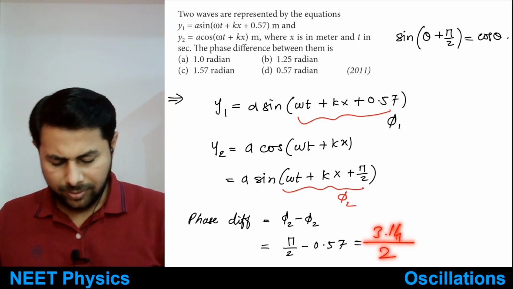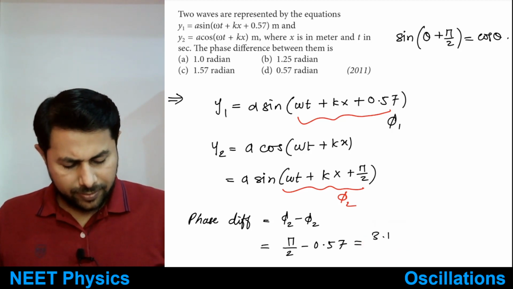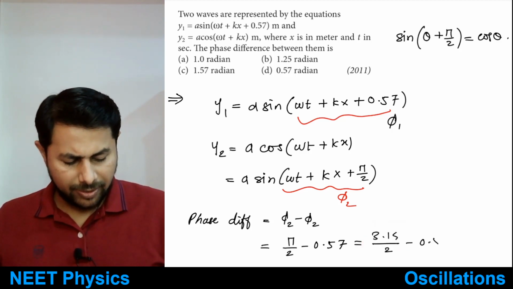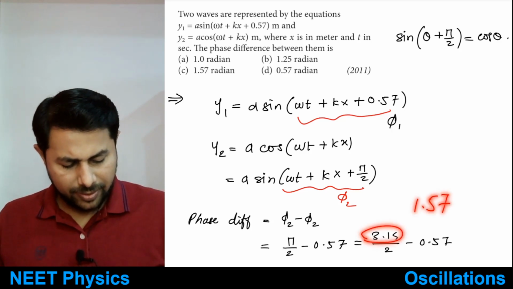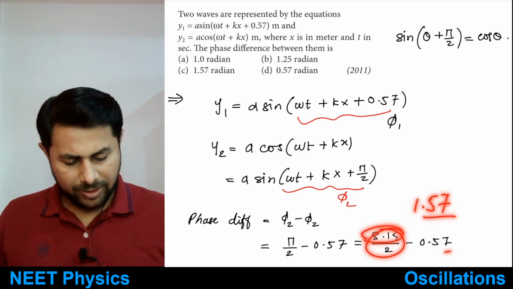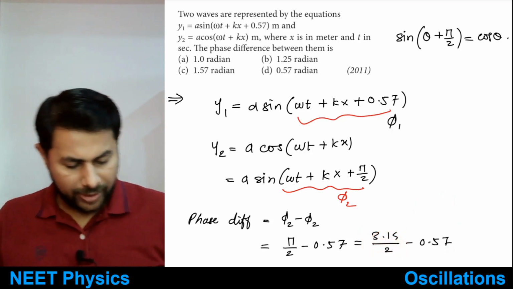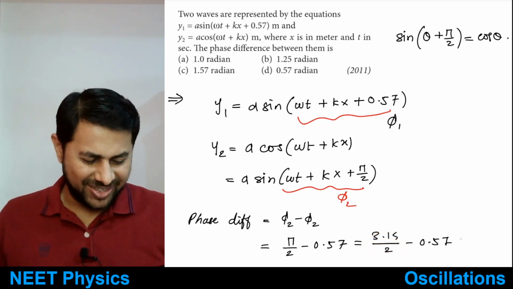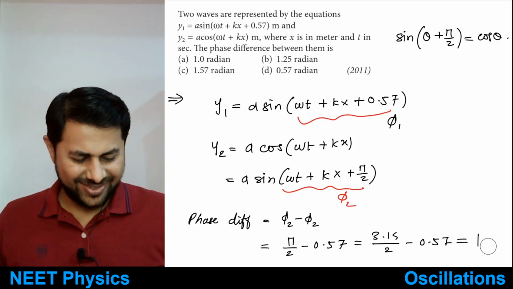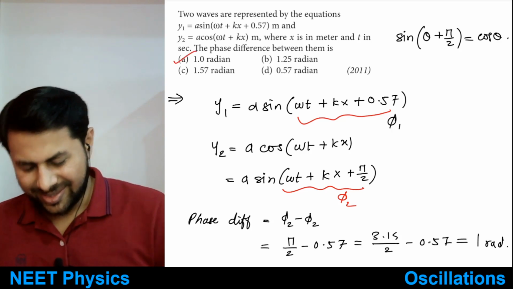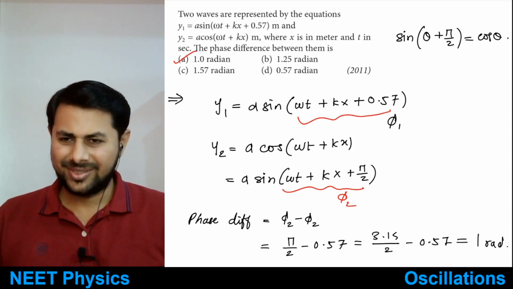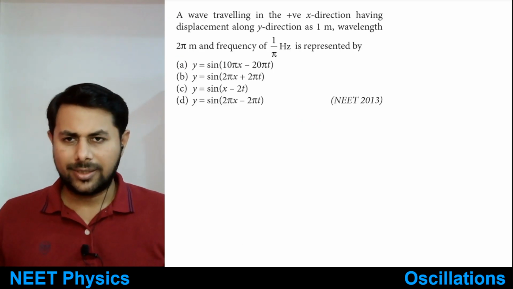3.14 divided by 2 minus 0.57, and I guess this is 1.57. Okay, 1.57 minus 0.57, it is 1, right? So the answer is 1, option A. This is very simple. Let's see the next question.